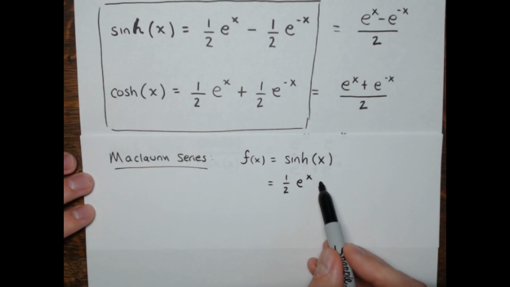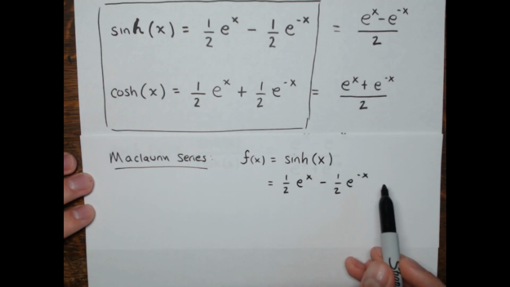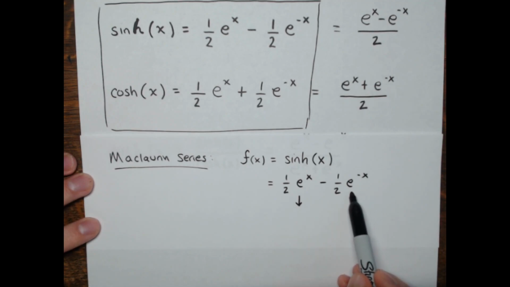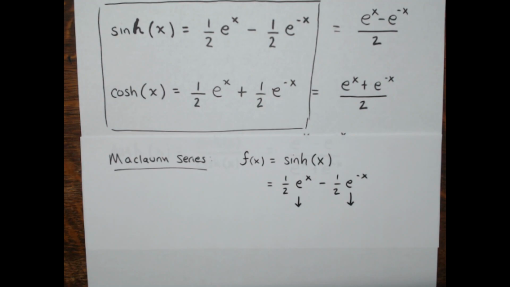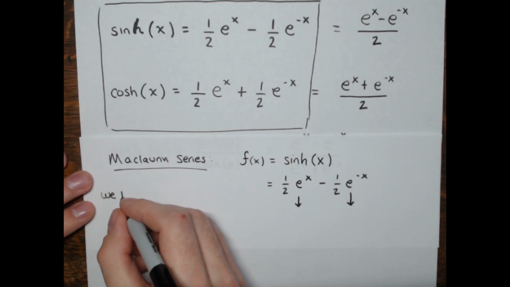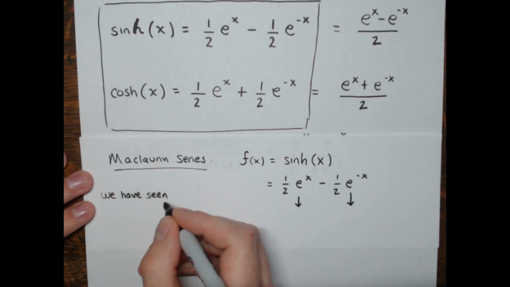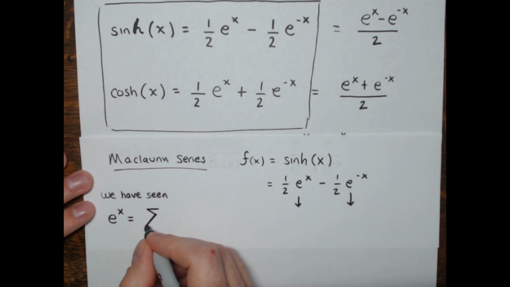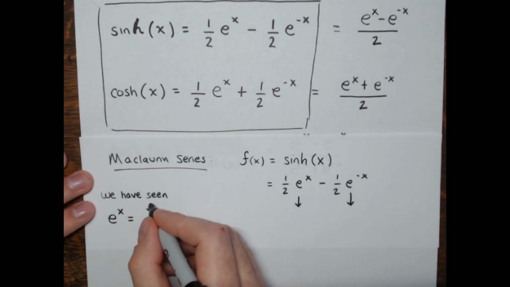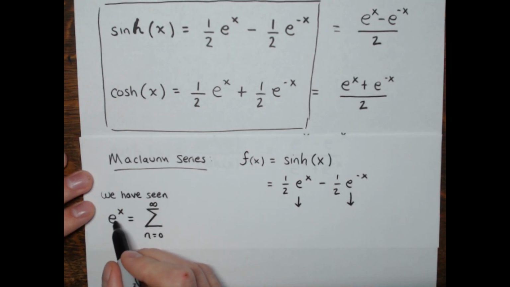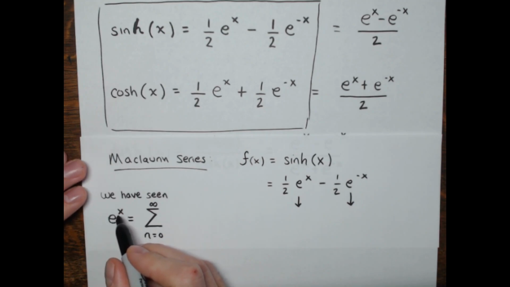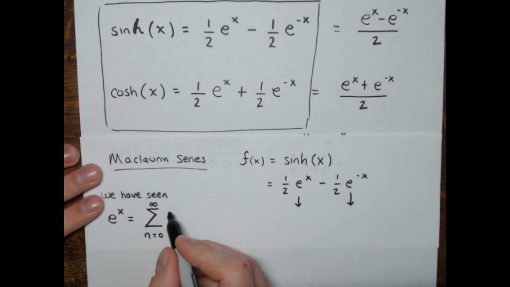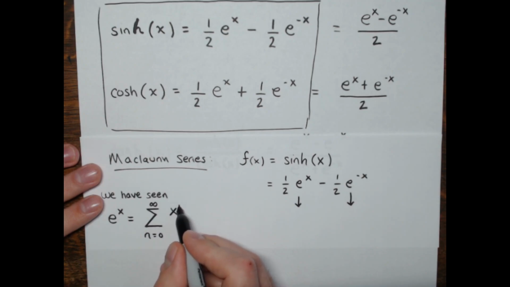It's half e to the x minus half e to the negative x. And we've seen, if you go back to the video from this section on Taylor and Maclaurin series, that the Maclaurin series for e to the x was the sum from n equals 0 to infinity of, well, every derivative of this is e to the x. So the value of every derivative at 0 was 1. So we have 1 over n factorial times x to the nth. So it was x to the nth over n factorial.